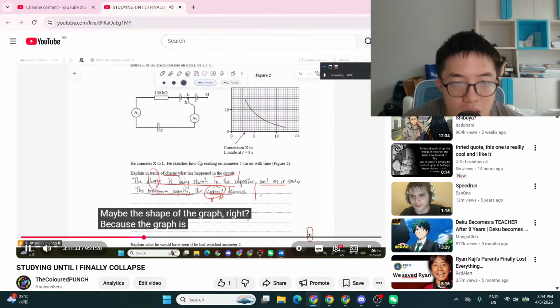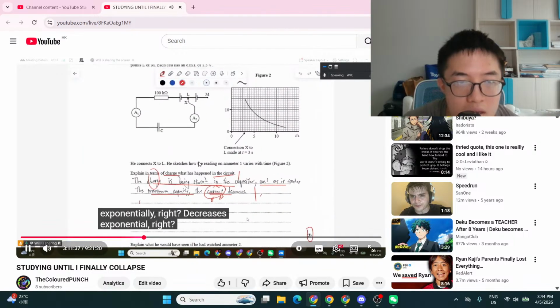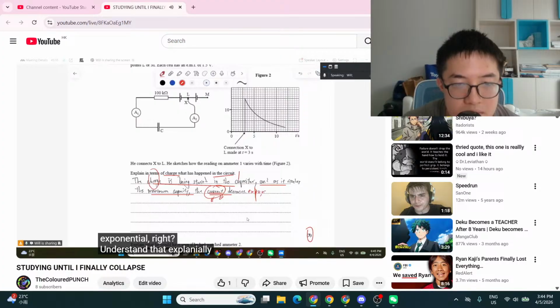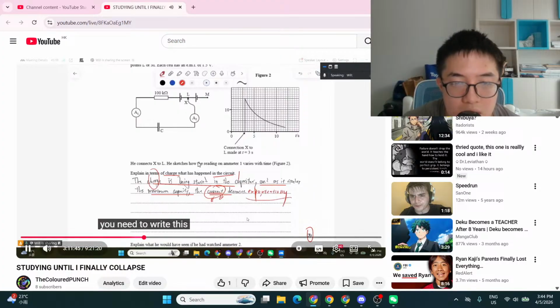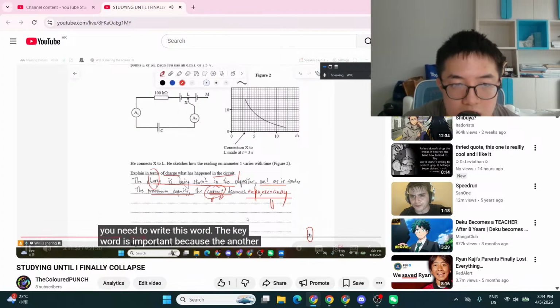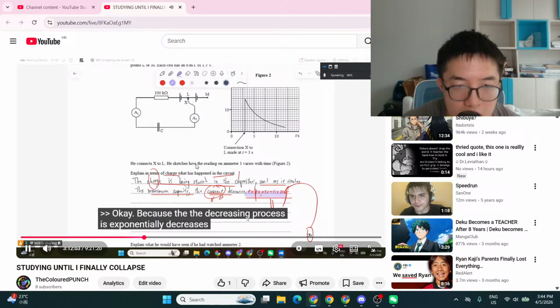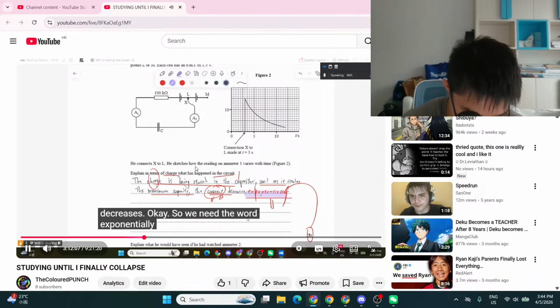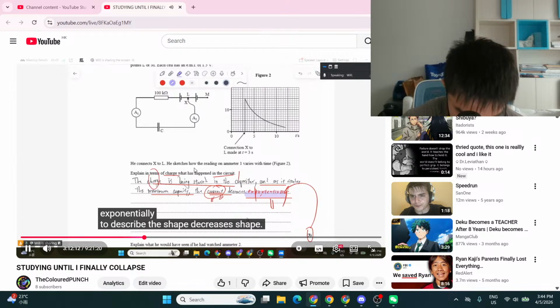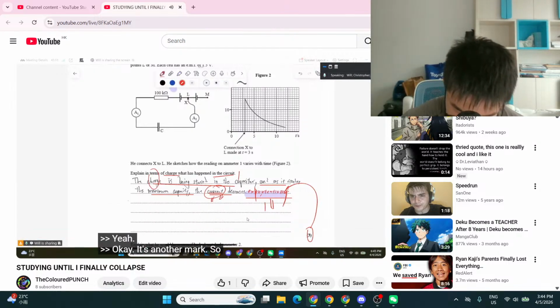Because the graph decreases exponentially, right? Understand that? Exponentially. You need to write this word. The keyword is important because the other mark is for the word exponentially to describe the tendency. Because the decreasing process is exponential, not linear. So we need the word exponentially to describe the shape of the decrease. It's another mark. So we can get the 2 marks.